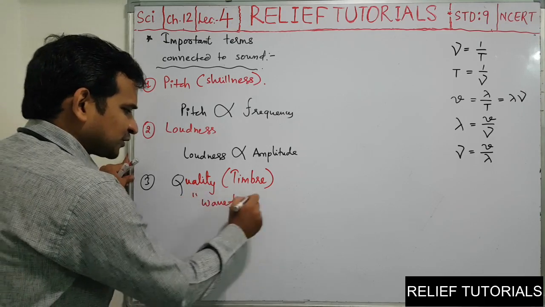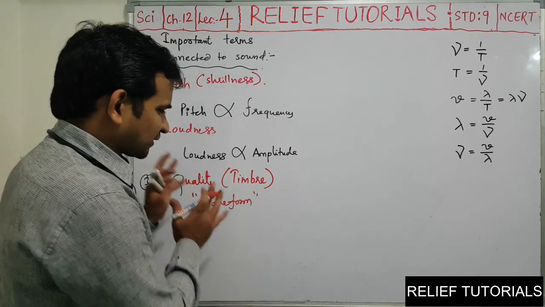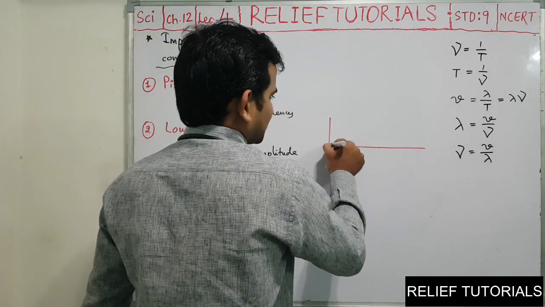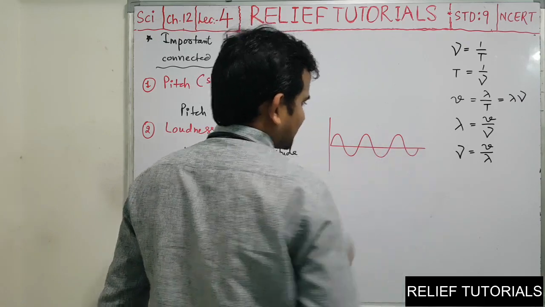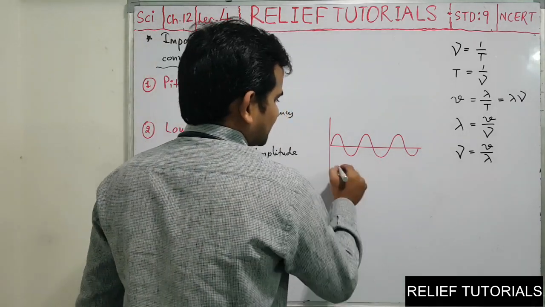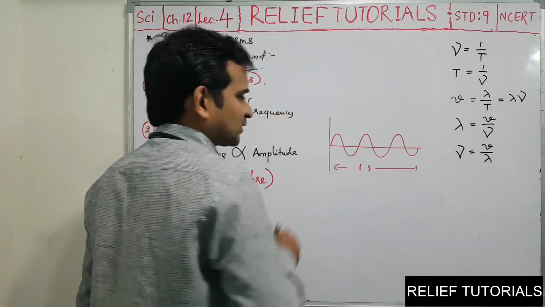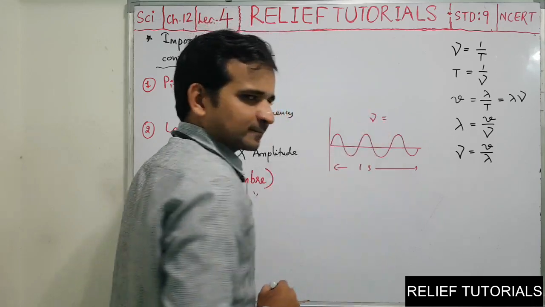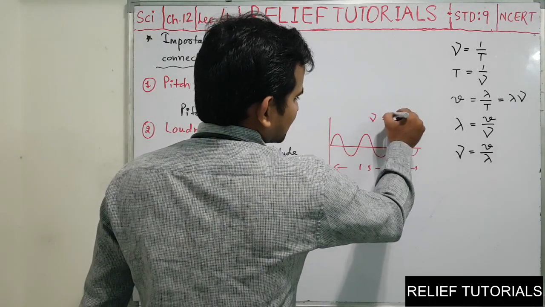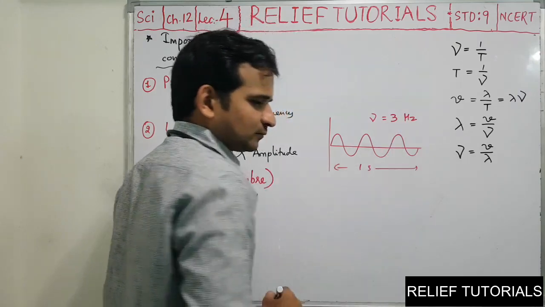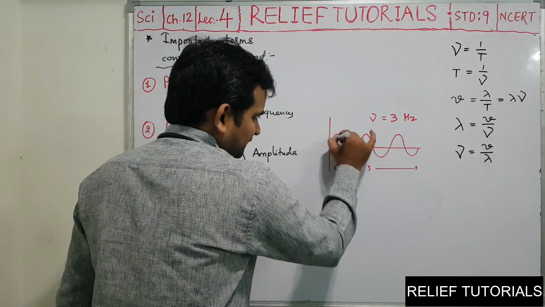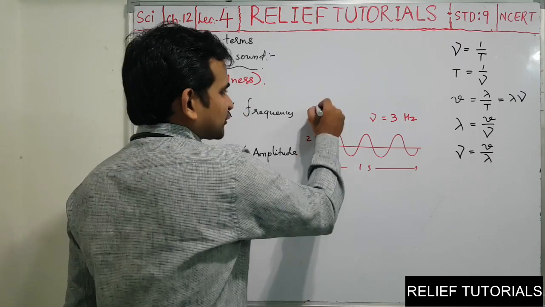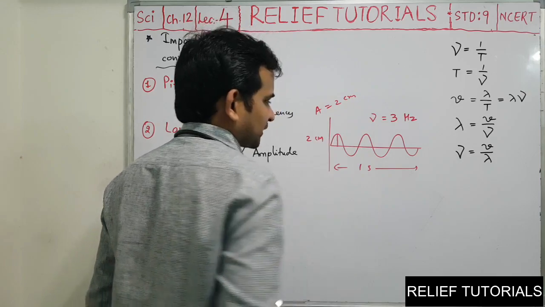Actually, it is not in your syllabus, just the name is there, but I want to clarify something. For example, here is one wave. Let us say this time is 1 second. How many waves are completed? 1, 2, and 3. So what is the frequency? Frequency is 3 hertz. And let us say this height is 2 centimeters. So what is the amplitude? The amplitude is 2 centimeters.